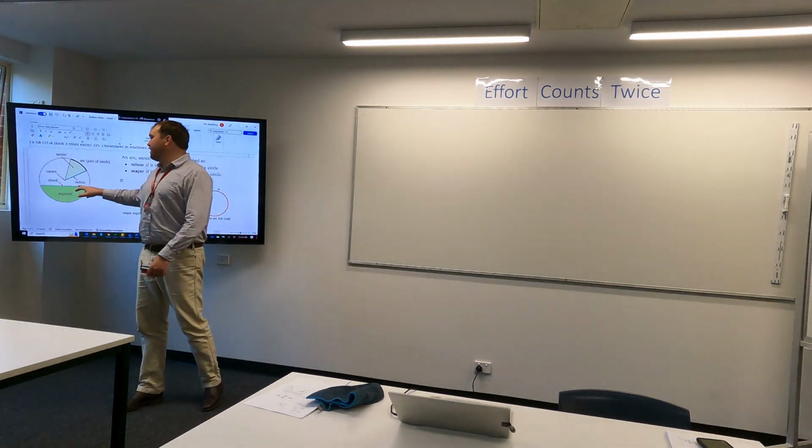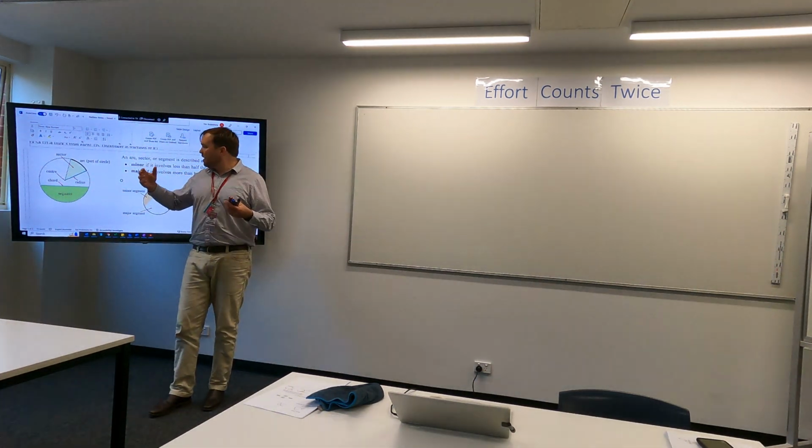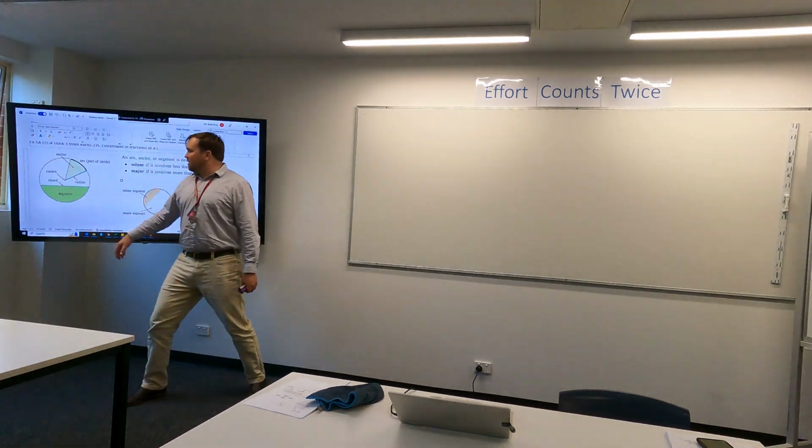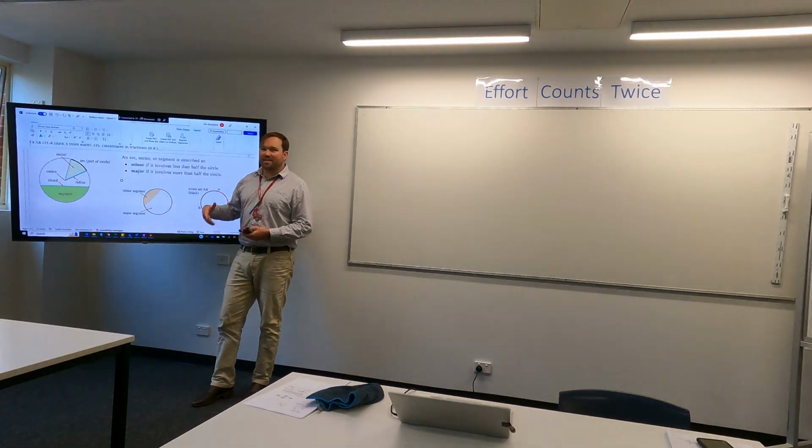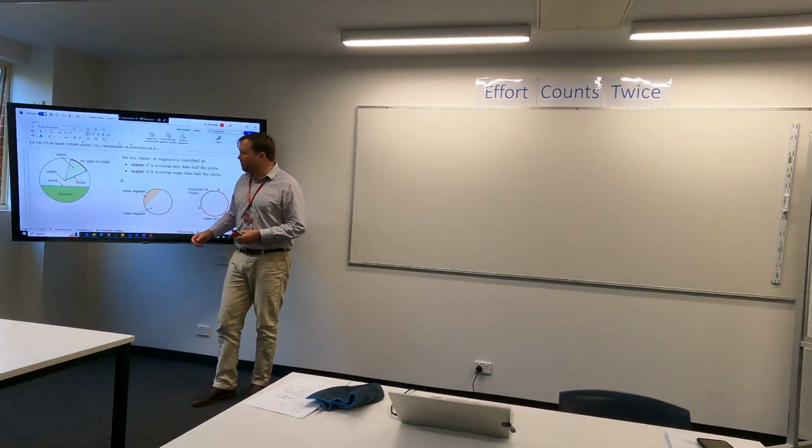If you cut a line across a circle, we call it a chord. That chord splits the circle into two portions. It'll be a minor segment and a major segment. Minor is less than half a circle, major is more than half a circle.